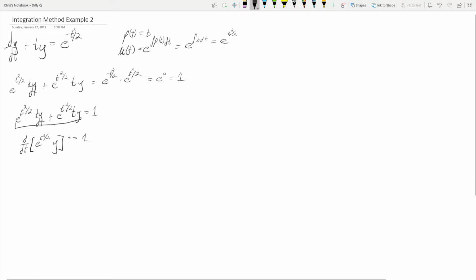But now you're going to multiply by dt and take the integral. We're going to get this, which is going to be t plus c. And then we're going to get y by itself. So y is equal to t e to the negative t squared over 2, plus c e to the negative t squared over 2. And that is our first example, and that's our general solution, c being some constant.